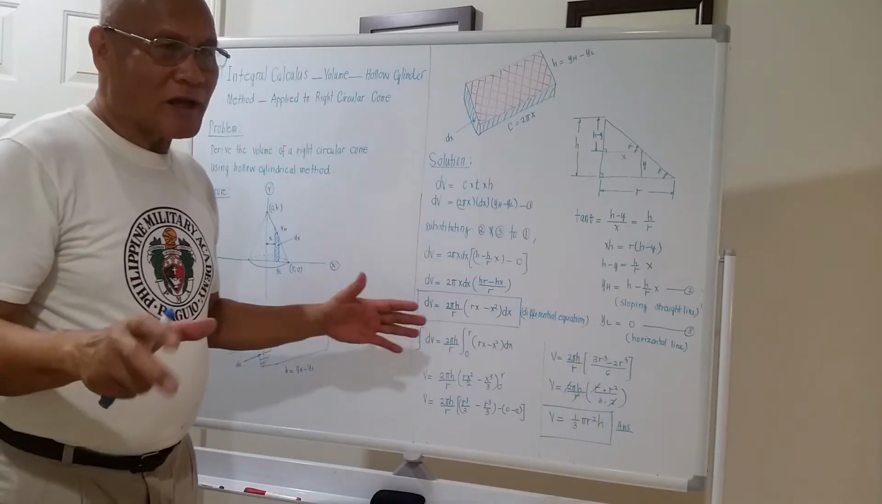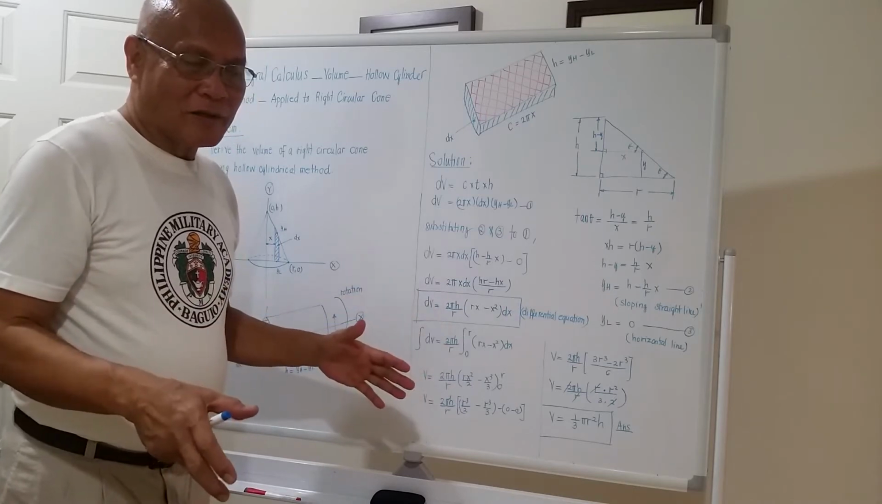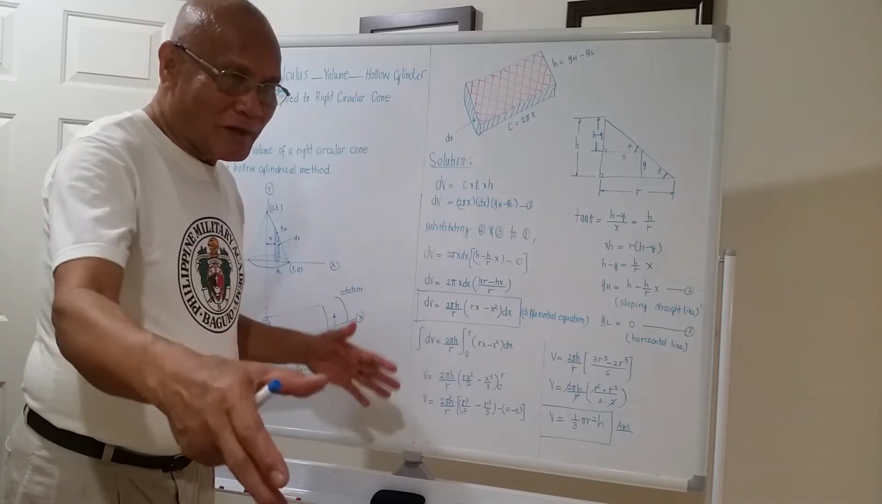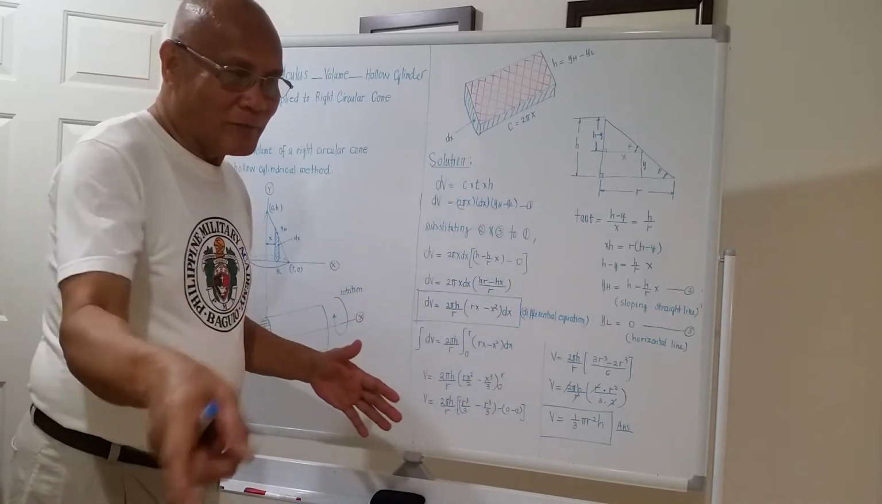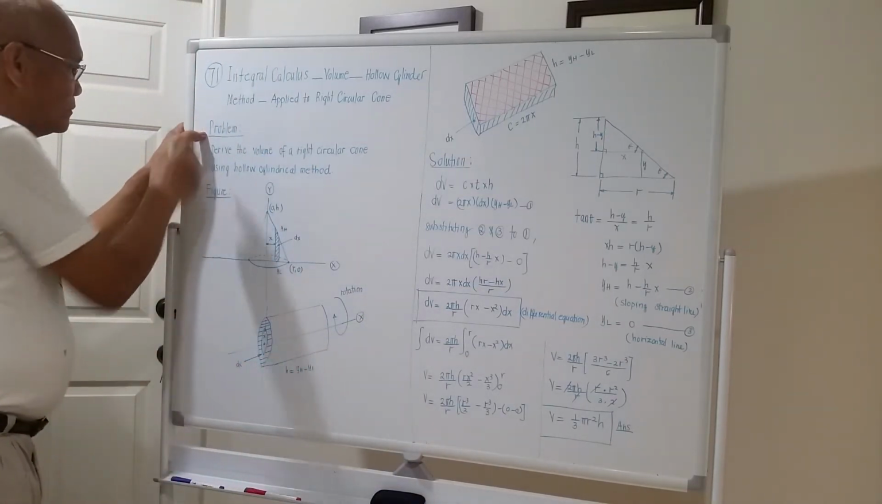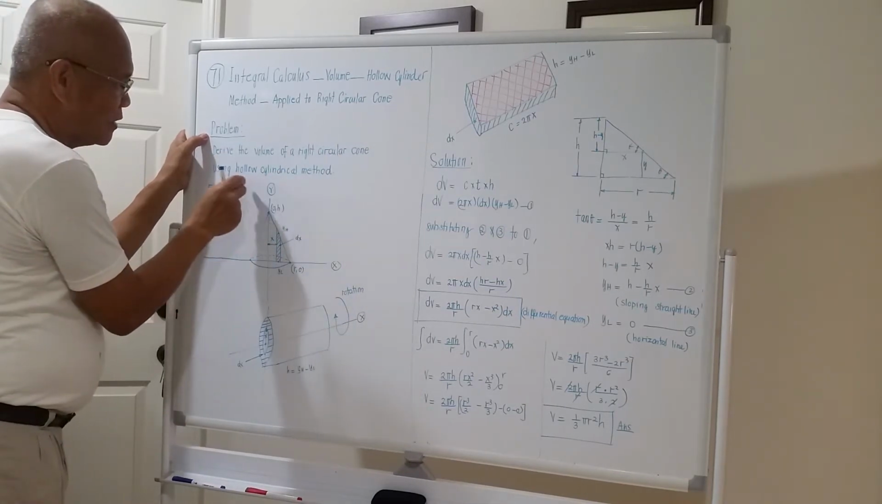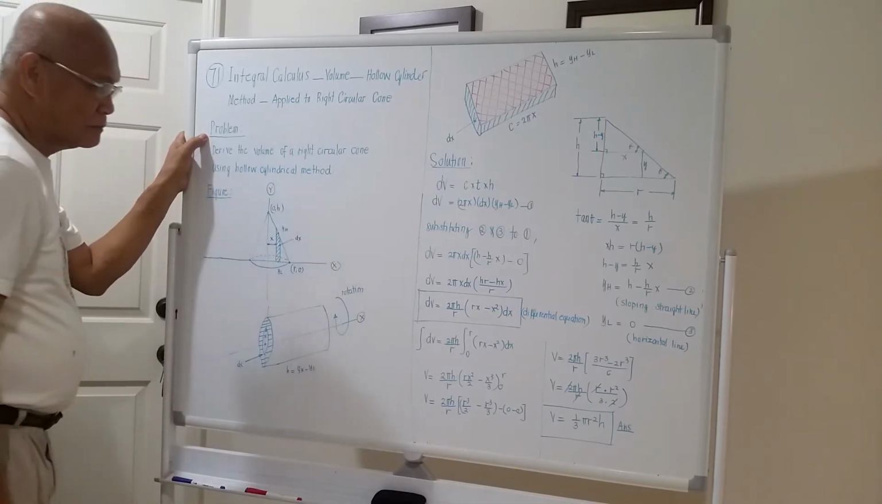So, actually, there are many solutions on how to derive the formulas. All the formulas under lower mathematics emanate from integral calculus. Okay, let's proceed. Problem: derive the volume of a right circular cone using the hollow cylindrical method.